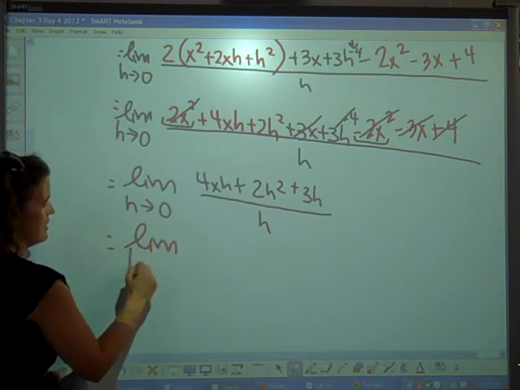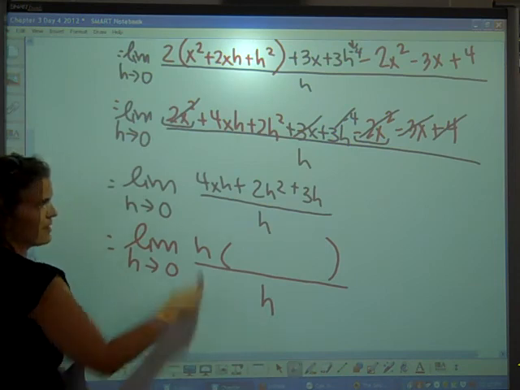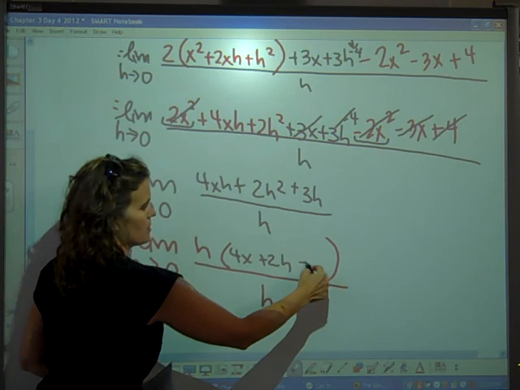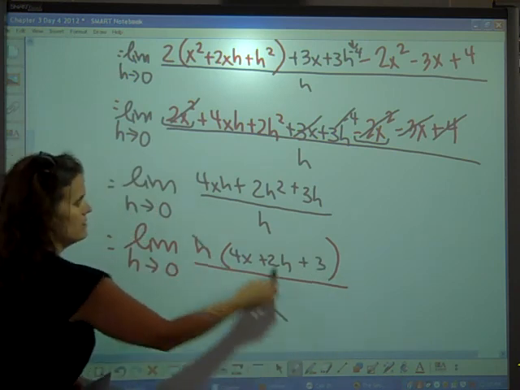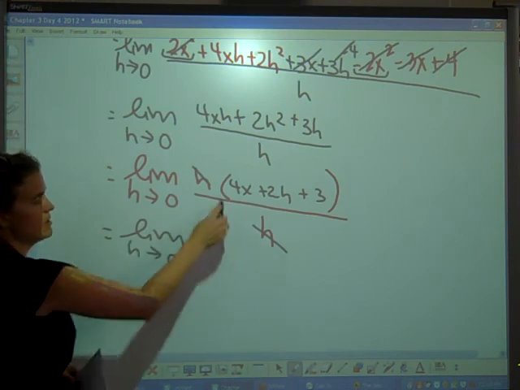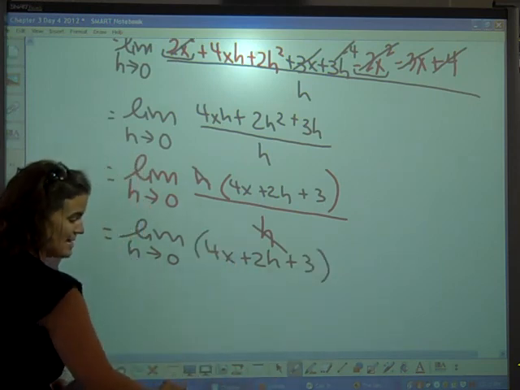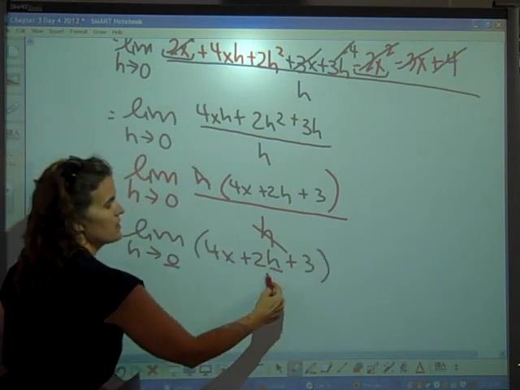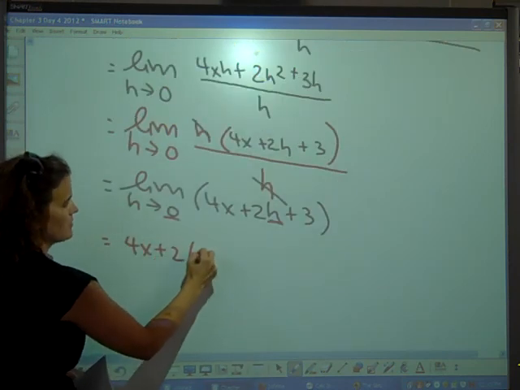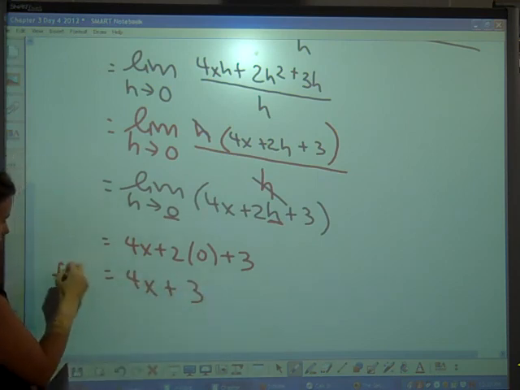So the limit as h approaches 0 of h times, and let's see what we have left in there, 4x plus 2h plus 3. Now the h's will cancel, and I'm left with the limit as h approaches 0 of 4x plus 2h plus 3. And now I can finally plug in that 0 for the h and see what I get. So we get 4x plus 2 times 0 plus 3, and I am left with 4x plus 3.